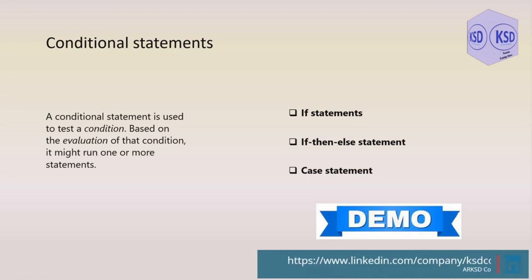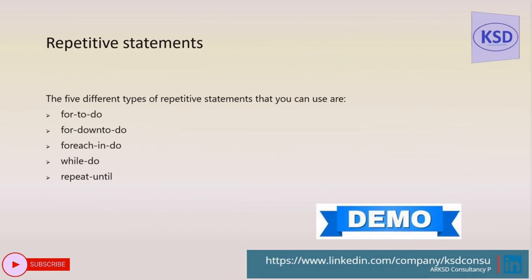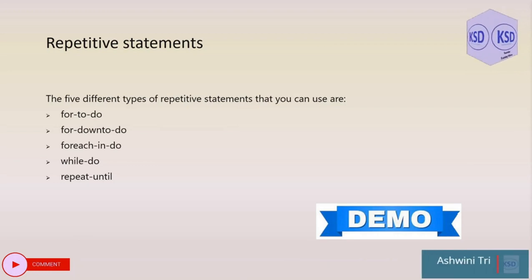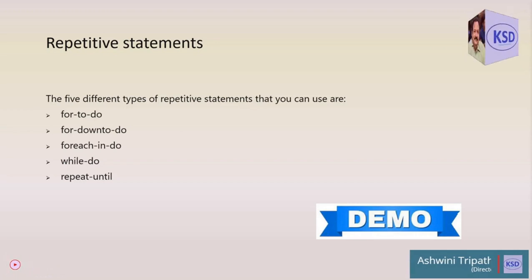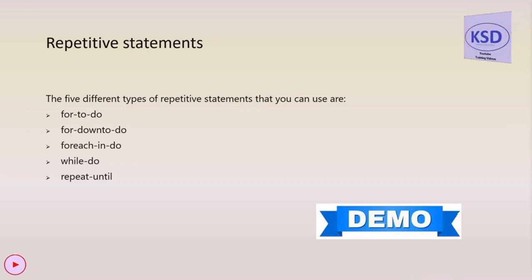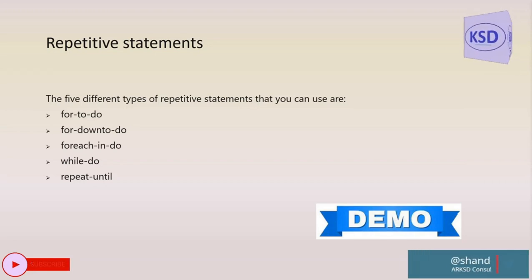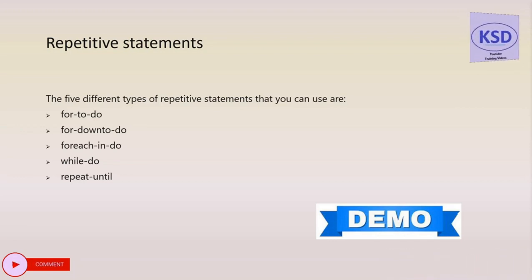The next topic we are going to discuss is the repetitive statement. You can use repetitive statements when you want to repeat the execution of one or more statements. This means a particular thing should happen 4 times, 5 times, or 10 times. You want to make a loop, executing the same instruction multiple times for any given condition.